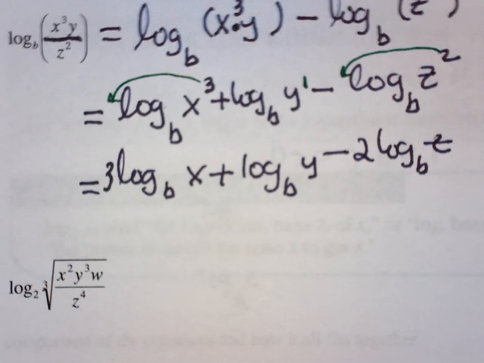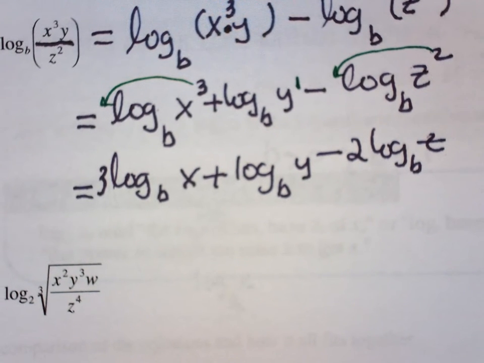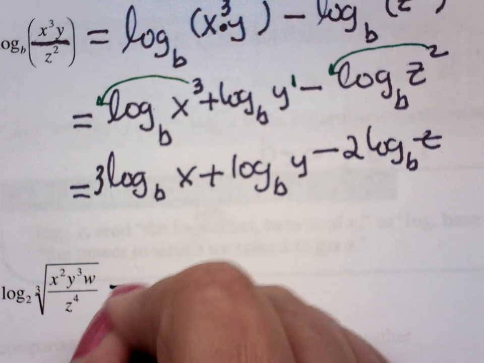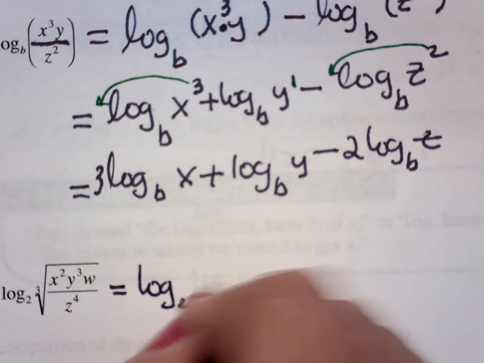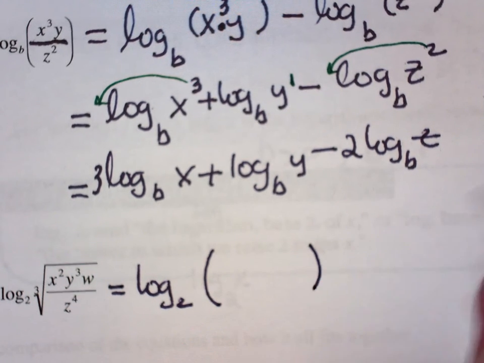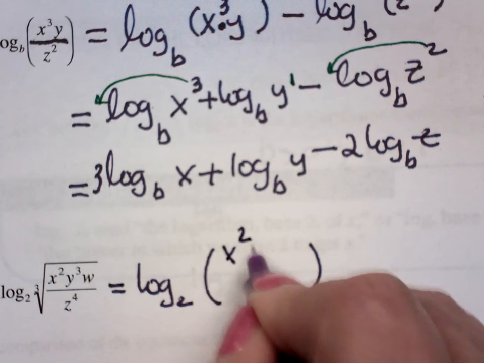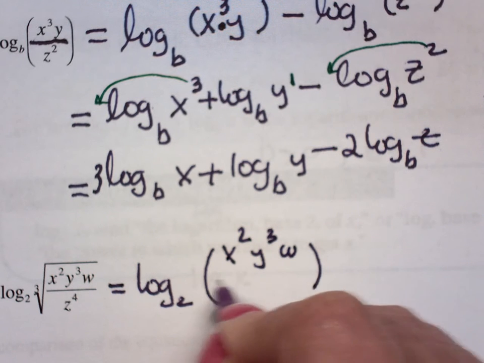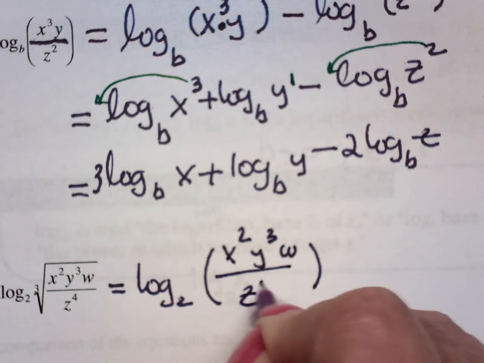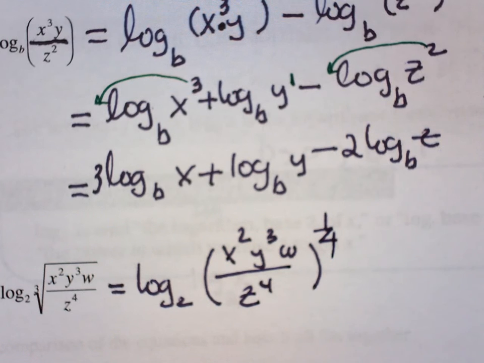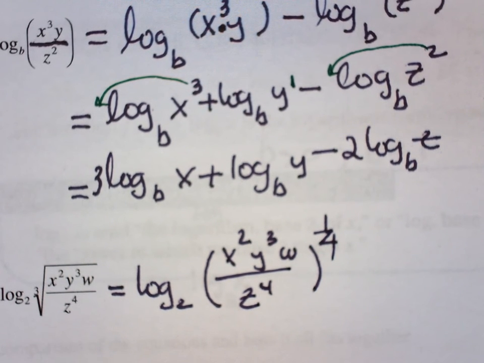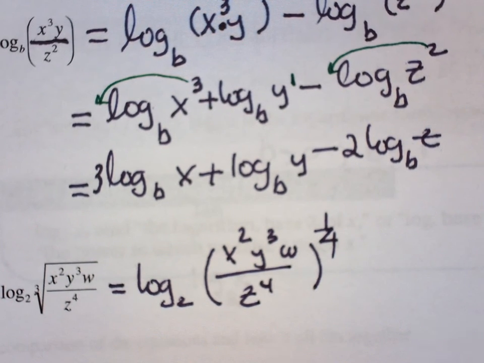Now, this guy's an ugly one. Well, why? Because this becomes x squared y cubed w over z to the 4th, all to the 1/3 power. Oops, 1/3, thank you.